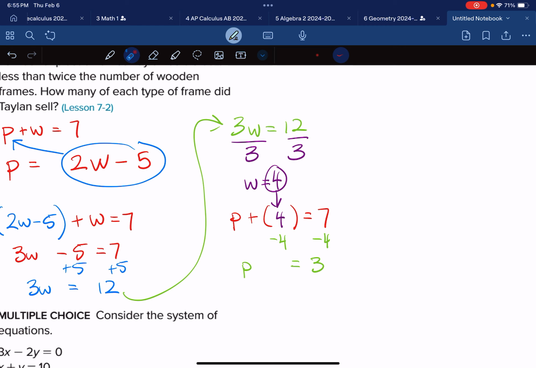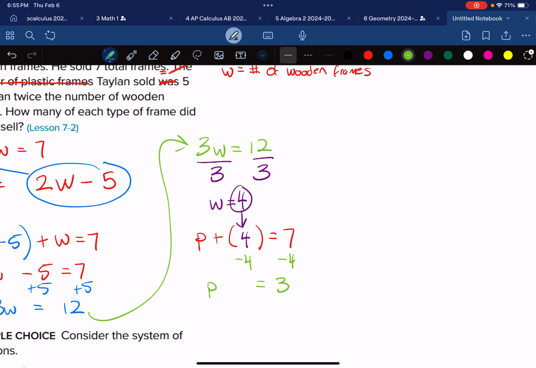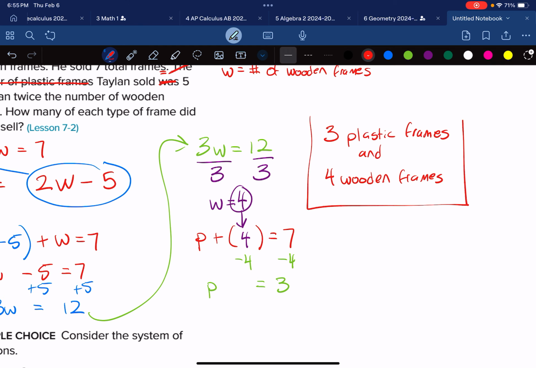I want to show you guys how I would do this. I would write out my answer and say there are 3 plastic frames and 4 wooden frames, and box that word, which is a word answer to a word problem.